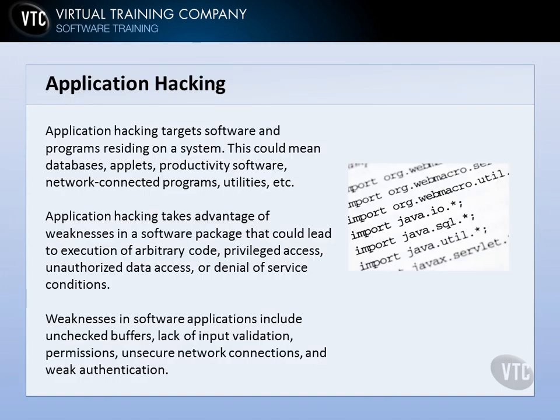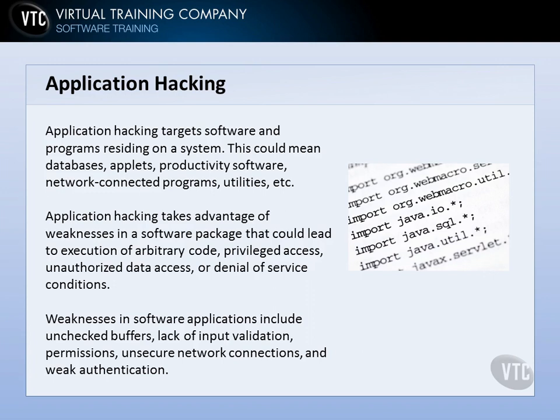Now, application hacking basically targets software and programs that reside on a system, and this might mean a server, it might mean a workstation, or basically any other host. In terms of software, you could conceivably say that this means databases, mobile applets, productivity software like Microsoft Word, for example. It also might mean any network-connected programs or applications that rely on network connections that maybe service remote clients. You could also say this applies to utilities and commands and so forth. So it really could be anything that sits on the operating system that's not part of the operating system itself, that was installed later.